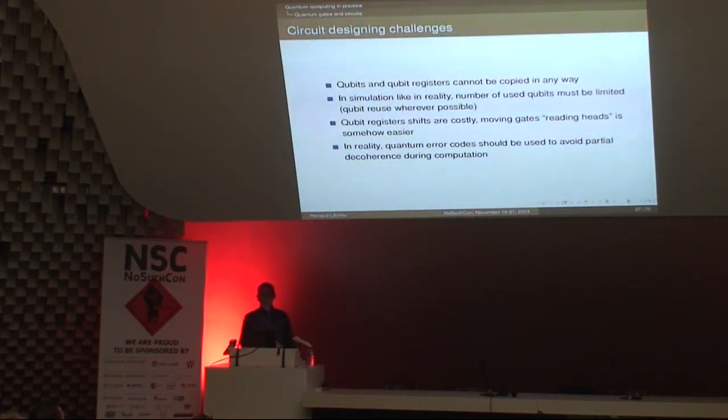So what are the challenges to design a quantum circuit? First challenge is qubits and qubit registers cannot be copied in any way because of the no-cloning theorem. So you cannot copy a variable or a register. That's a big issue. In simulation, like in reality, of course, the number of used qubits is limited. So you must have qubits you reuse for complex circuits. And it's very complicated to shift qubit registers. So instead of shifting qubit registers, which would deal with many, many operations, better is to shift the reading head of the gates. So we will move the gates around the circuit. This will be far easier than shifting the qubit itself. And in reality, you will have to use quantum error codes to avoid partial decoherence during the computation.